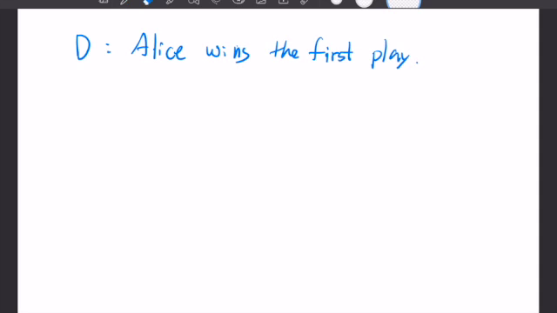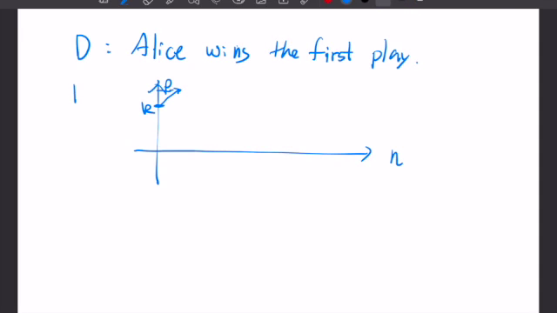Okay, so let's see. So this is n, and we start from k dollars. So Alice, if she wins the first play, then the amount of dollars increases by 1. Okay, and this happens with probability p. And its complement means Alice loses the first play. So if that's the case, then Alice loses $1. And that happens with probability 1 minus p.